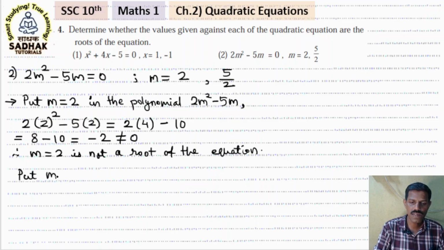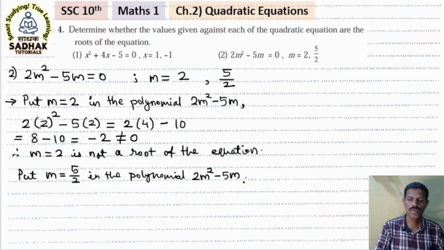So put m is equal to 5 upon 2 in the polynomial. The polynomial given is 2m square minus 5m. So when we put it here, in place of m we have to write 5 upon 2, and see here we have to make sure that we put the brackets, because that will indicate that this square is for 5 as well as 2. Then minus 5 multiplied by 5 upon 2.